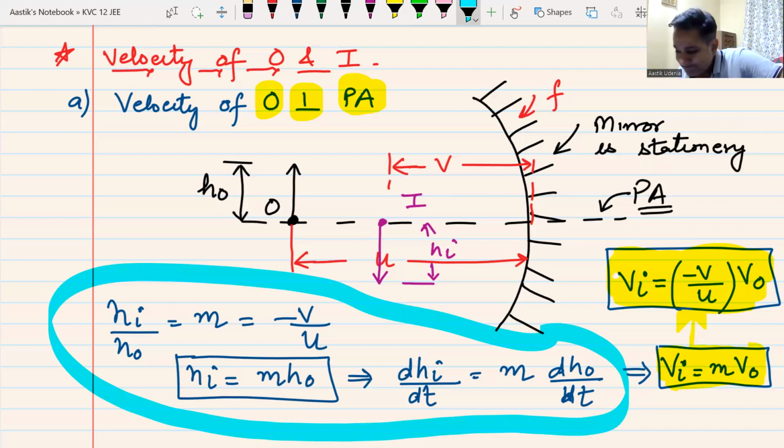Can you remember this? Sir, are we differentiating position? Yes, that gives the velocity, right, sir? Yes. The object is changing its position. We are just finding the rate of change of position, nothing else. That is the velocity.